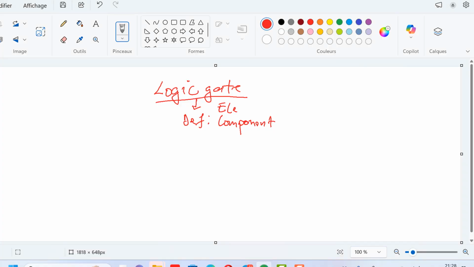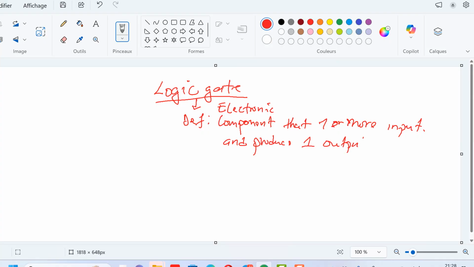So as I was saying, logic gate. A logic gate is an electronic component that takes one or more inputs and produces one output based on a logical operation. So this is what we call a logic gate, just an electronic component that takes one or more inputs and produces one output based on a logical operation.